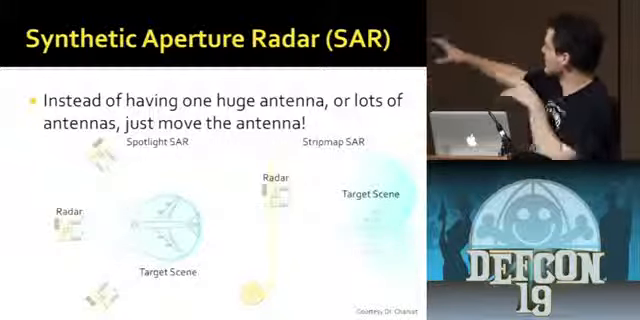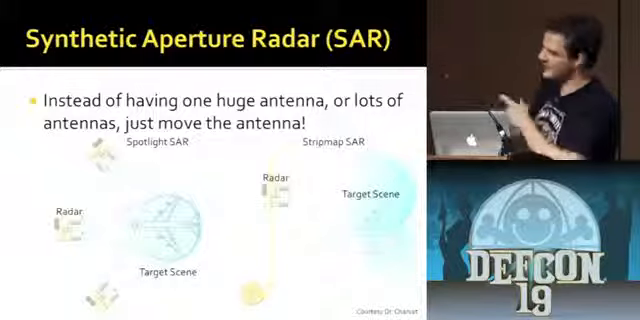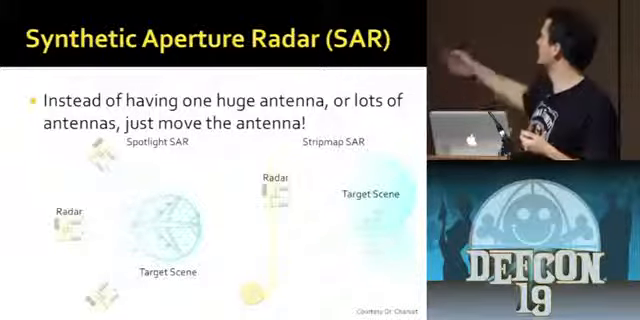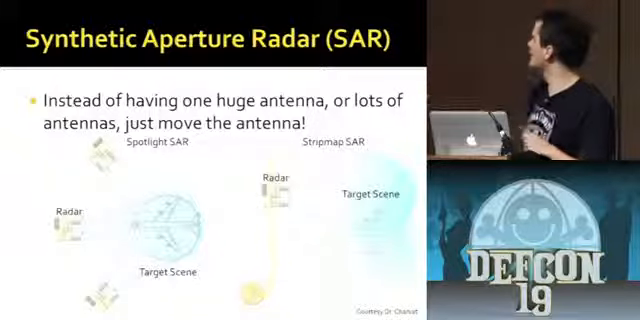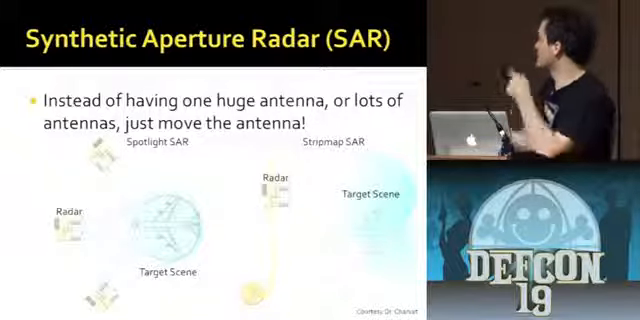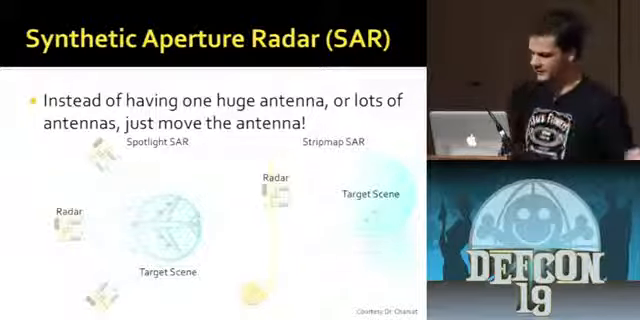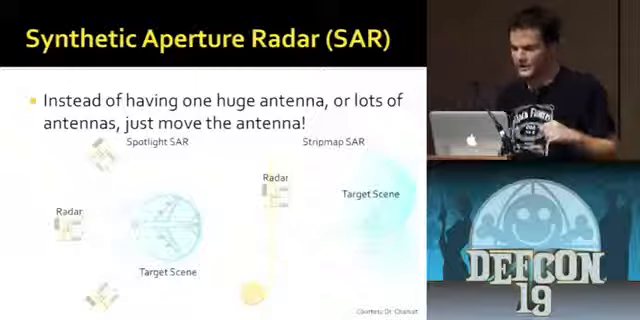One is scanning around the object that you want to look at, and that's called spotlight SAR, as you might expect. The other option is trying to scan your radar across a scene and getting these repeating pulses to the side. That's a little easier to process, so that's how this was originally working. I'll give you an example of that in a second.